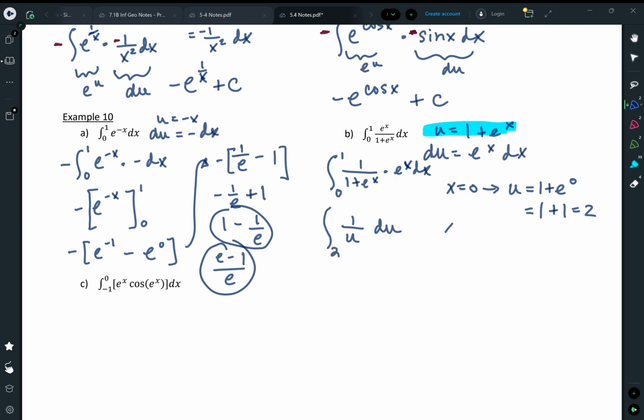Now I have to convert my upper bound, 1. So that's going to be 1 plus e to the first power, which is just 1 plus e, or e plus 1. I kind of like it better as e plus 1. Okay, so now I'm going to go ahead and integrate.